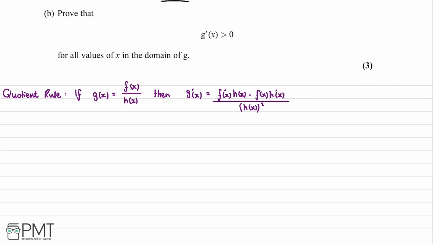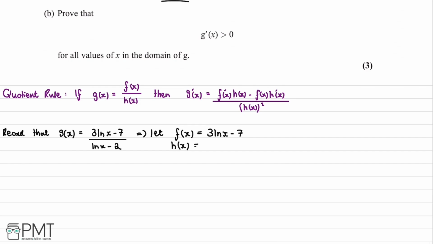So what we're going to do is recall from part A of the question what we're given. We're told that g of x was equal to 3 ln of x minus 7, divided by ln x minus 2. So we're going to let f of x equal our numerator. We have that f of x is equal to 3 ln x minus 7. And likewise, we're going to say that h of x is equal to ln of x minus 2.